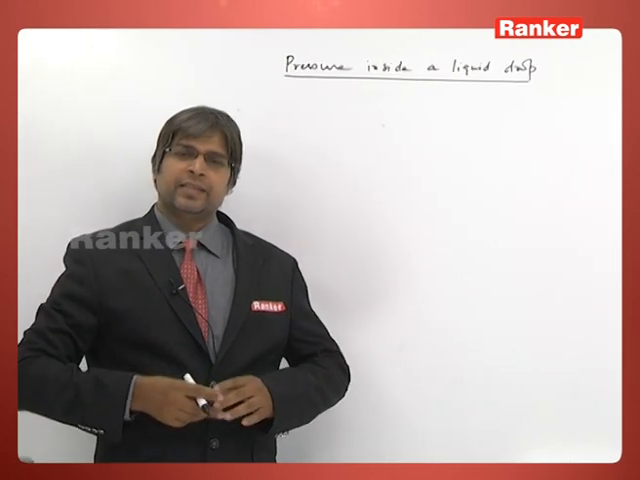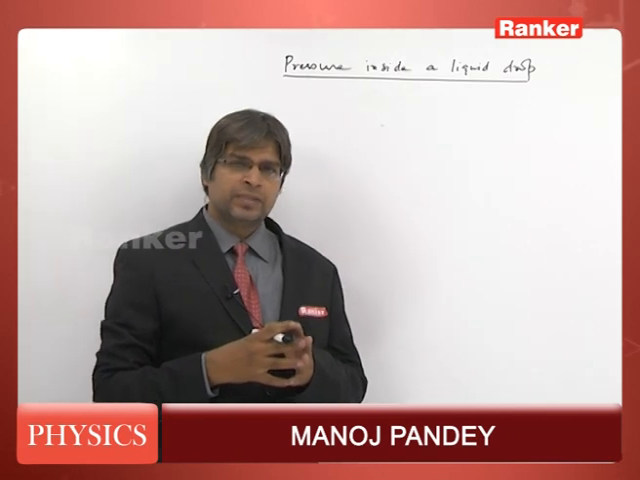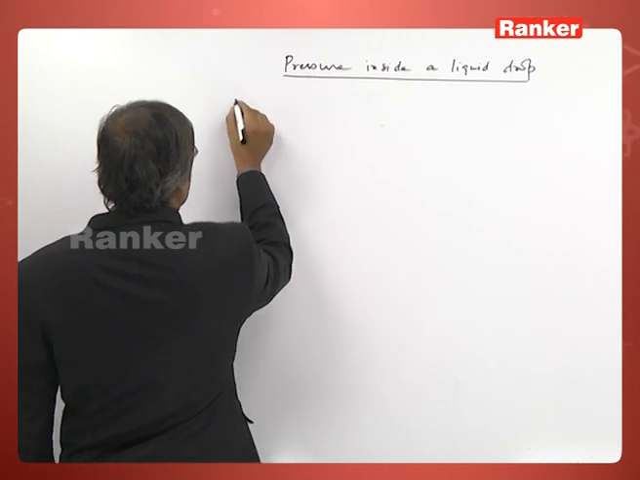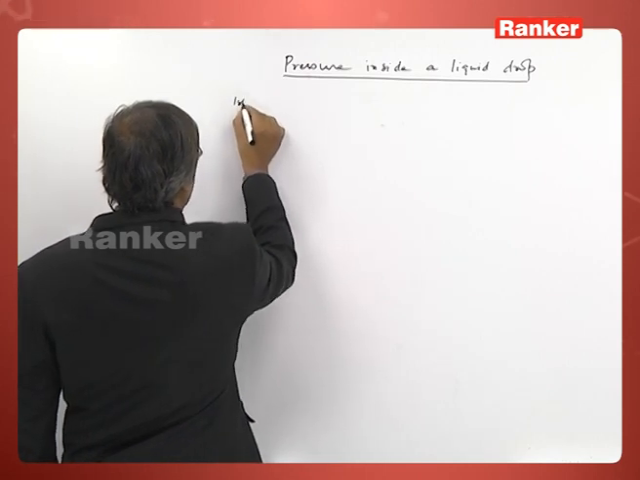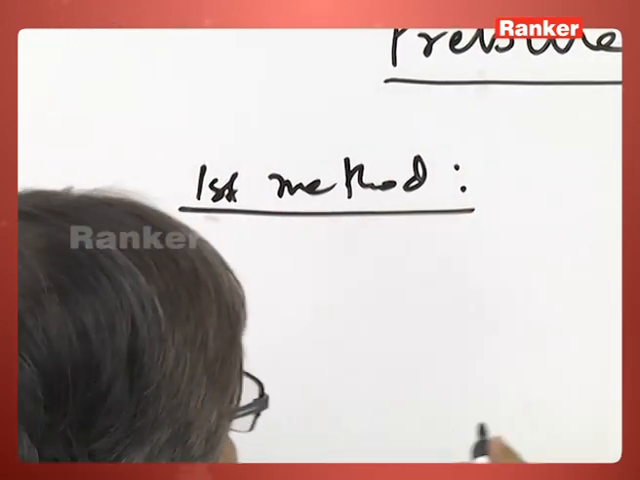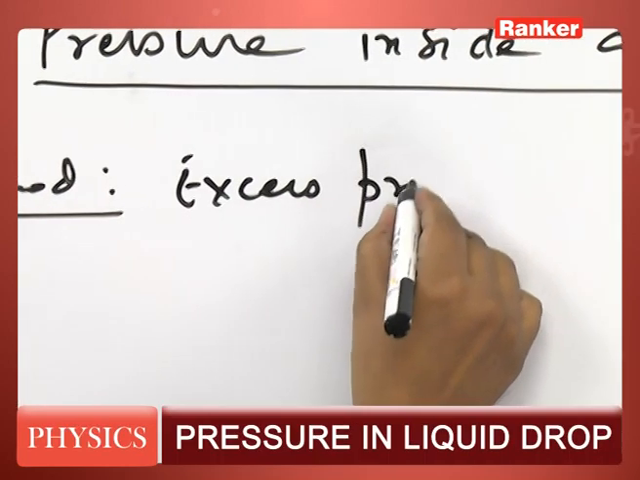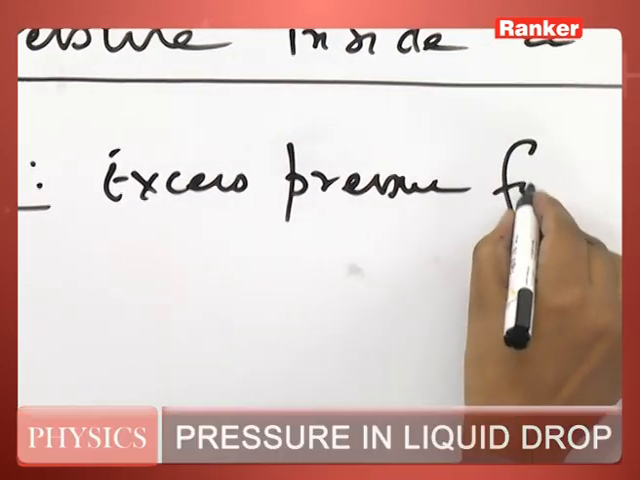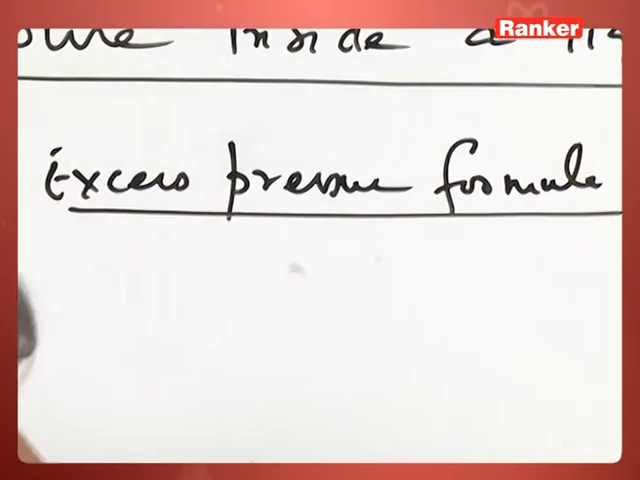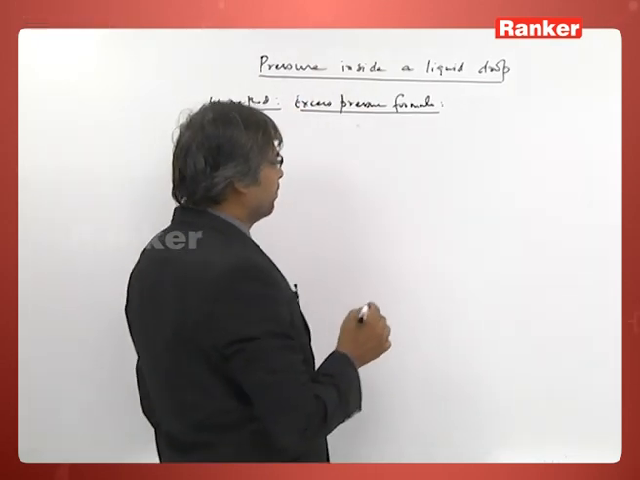So, now let us see what is the pressure inside the liquid drop. We neglect gravity here. We will use three different methods. The first method is the excess pressure formula. We will directly use our excess pressure formula, derived earlier, to determine the pressure inside a liquid drop.